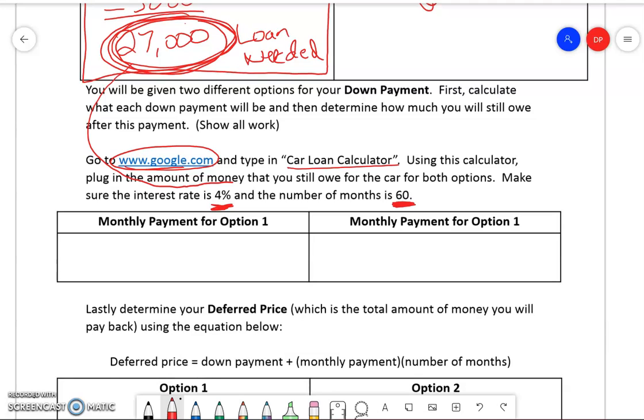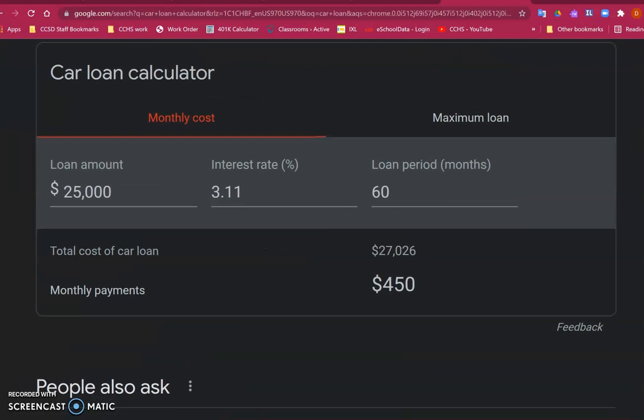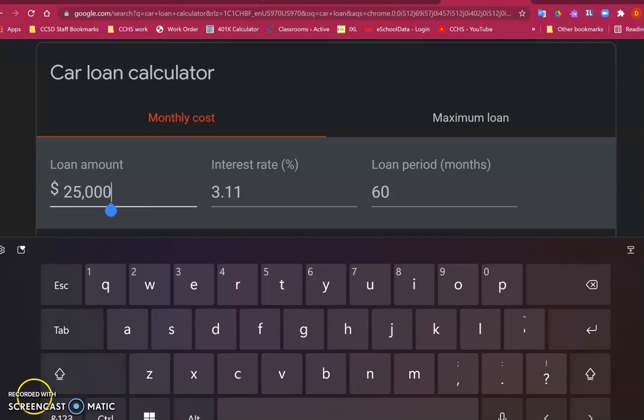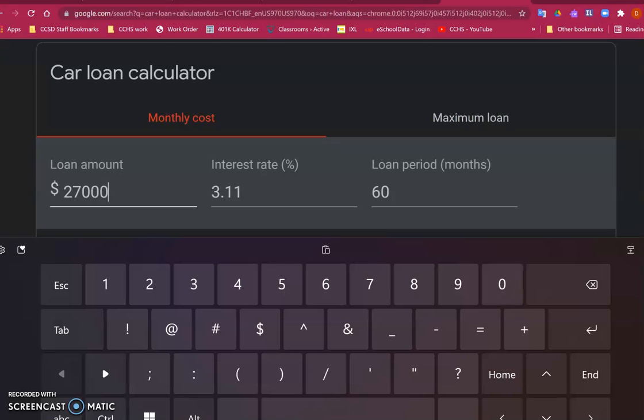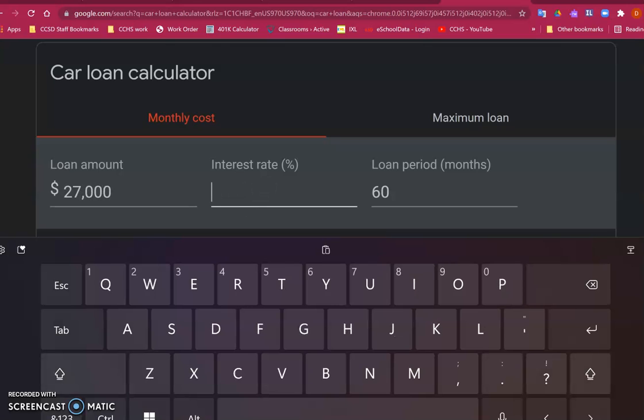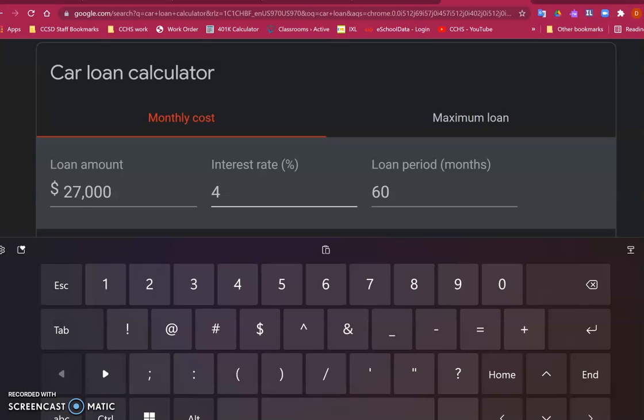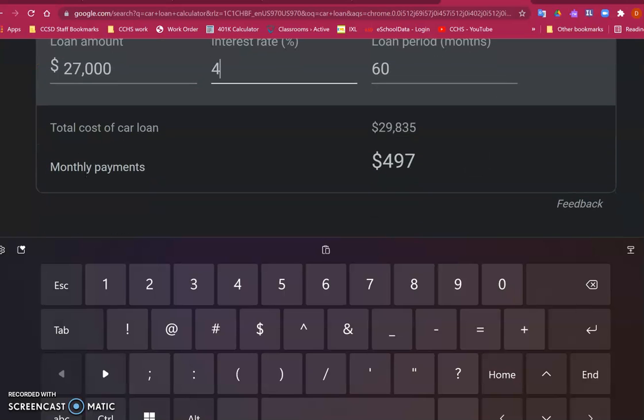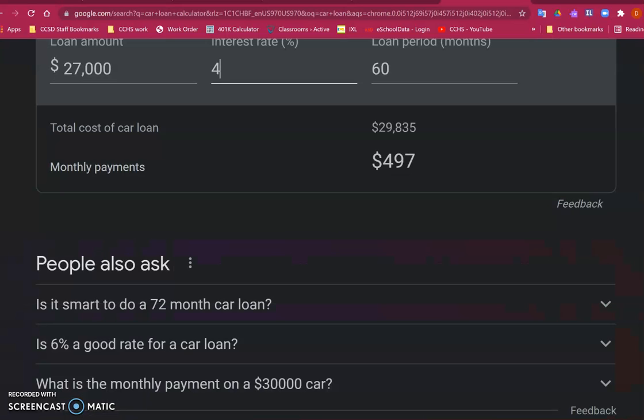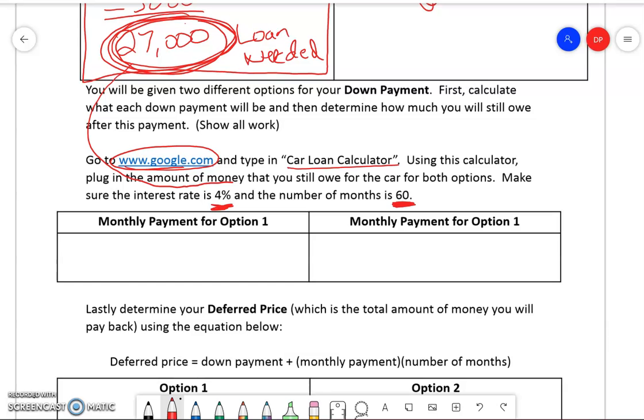So if I go to Google and I type in car loan calculator, this is what's going to pop up. So all you would have to do is hop in here and say, my loan amount is $27,000. My interest rate, they told me, was 4%. So I'm going to write in my 4. And my loan period's already 60 months. And it calculates everything for you and tells you what your monthly payment is going to be. In this case, it's going to be $497. So then we can go back to our worksheet, and my monthly payment for option 1 is $497.